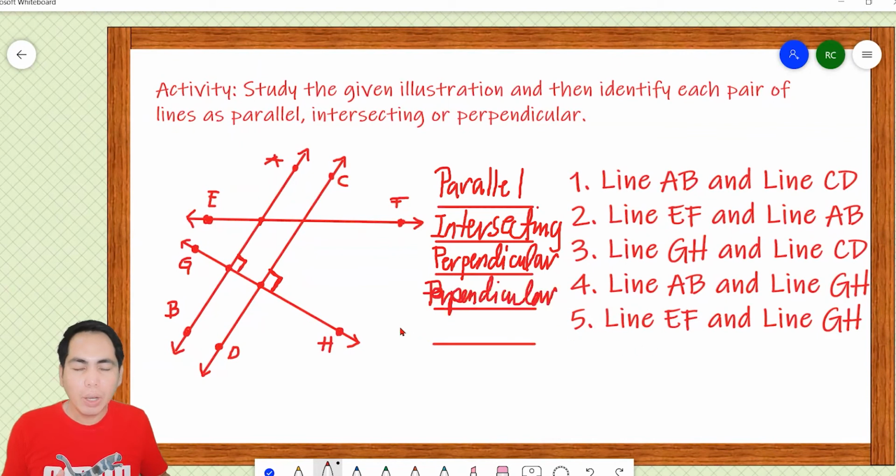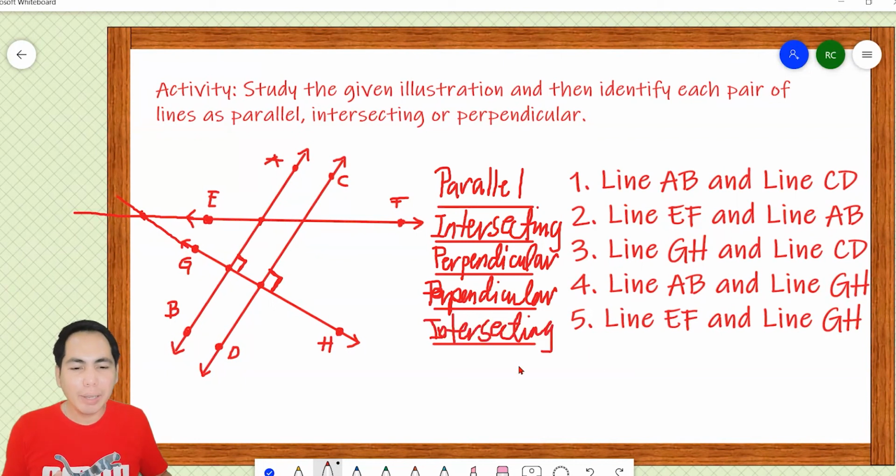And finally, we have line EF and line GH. If we notice here, in this illustration we can see that they do not meet. But the moment we extend this line here, and this line also in this direction, we can see that they will meet at this point. But they do not form a right angle at the point of intersection. Therefore, we can call them intersecting lines. So, I hope that you got all 5 correct.